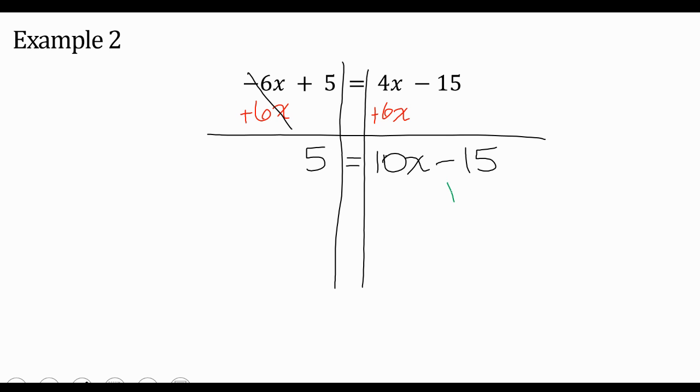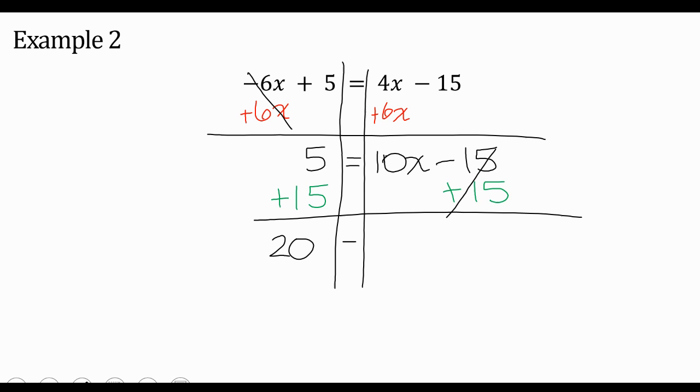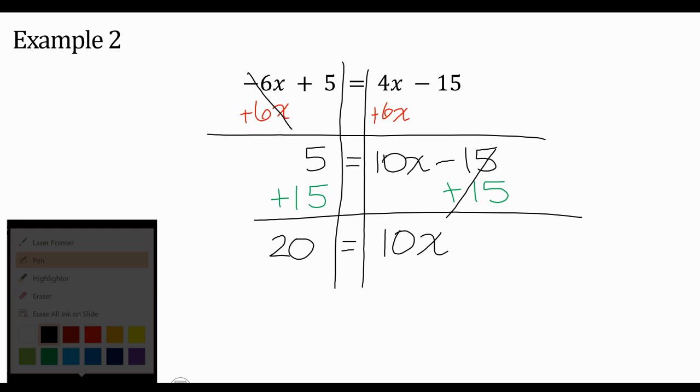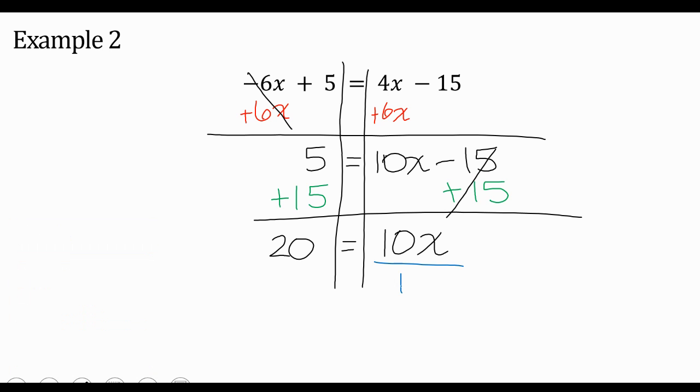So I'm going to add the 15 on both sides because remember we want to get stuff away from the x. We don't want to bring more stuff to the x. These cancel. 5 plus 15 gives us 20. And then I'm going to bring down this 10x. Now let's isolate that x. Divide by 10 on both sides. Those cancel and we get 2 equals x.